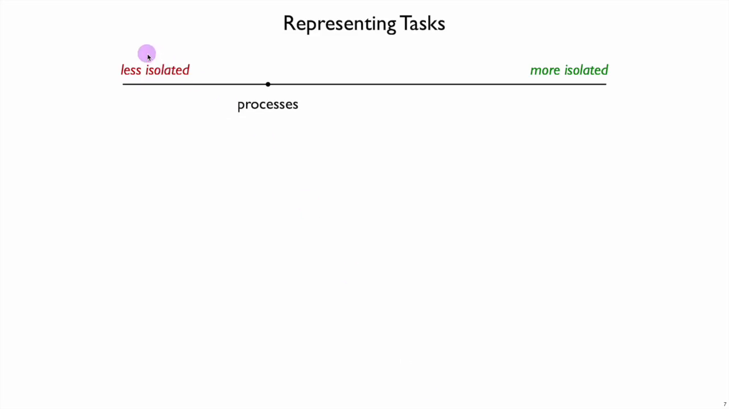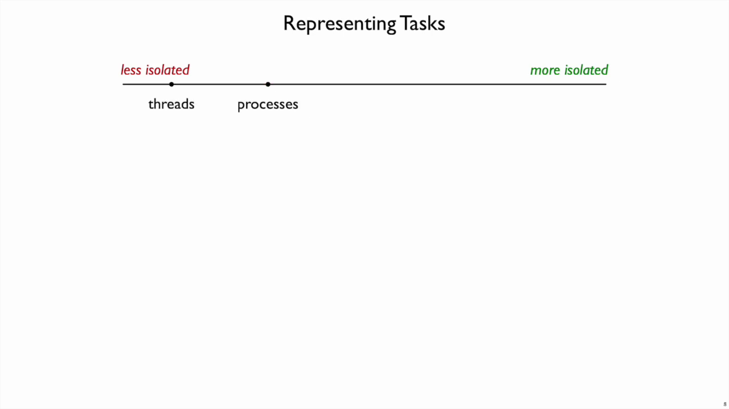We can create a spectrum from less isolated tasks to more isolated tasks on this line here, and I've dropped one starting point on this line for processes. Processes can share information running on the same machine, but they're also separate to some degree, where memory patterns in one process don't necessarily affect memory use in another process.